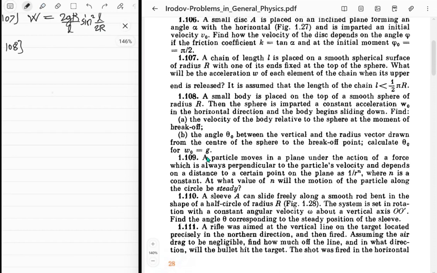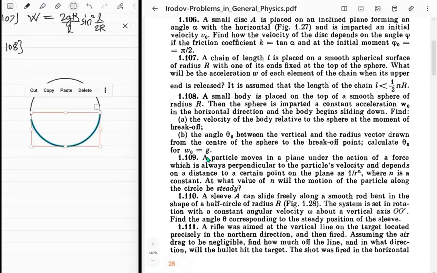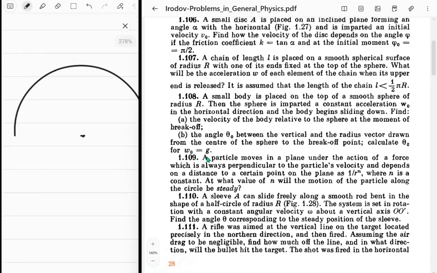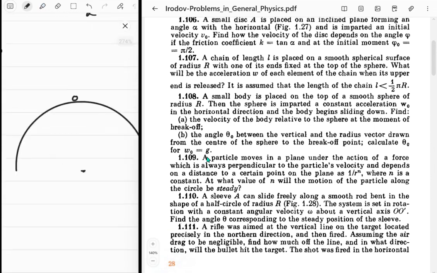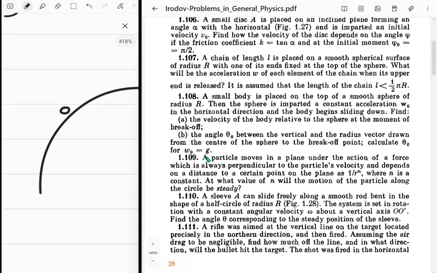Draw the sphere. Okay, so you've got this center and then there's a body right there. This whole thing is going with W naught forward, so there's a pseudo force W naught on this guy. We just draw the general FBD. So W naught in this direction.